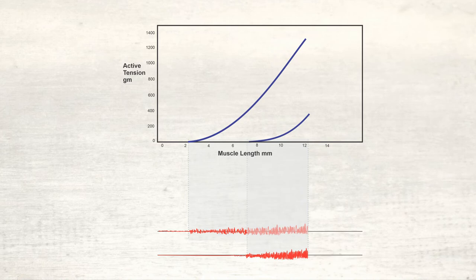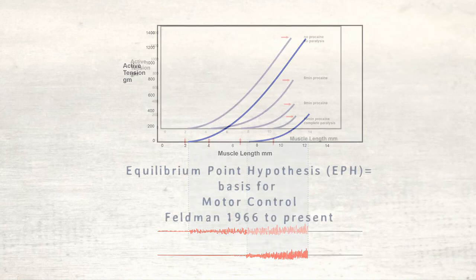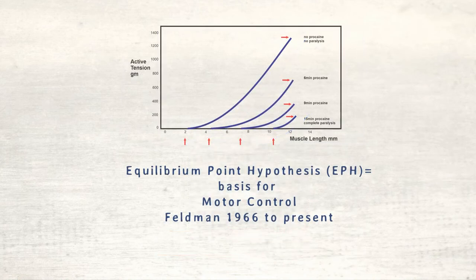This variable controllable muscle behavior as a nonlinear spring with variable length via the gamma input is a very powerful natural physiology. Even at first glance, it is obvious that this gamma nerve and length tension relationship for muscle behavior is a powerful, flexible mechanism for motor control. This is the basis for the equilibrium point hypothesis proposed by Feldman in 1966.